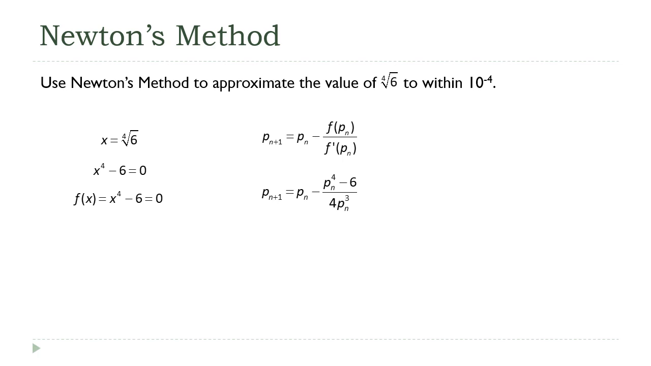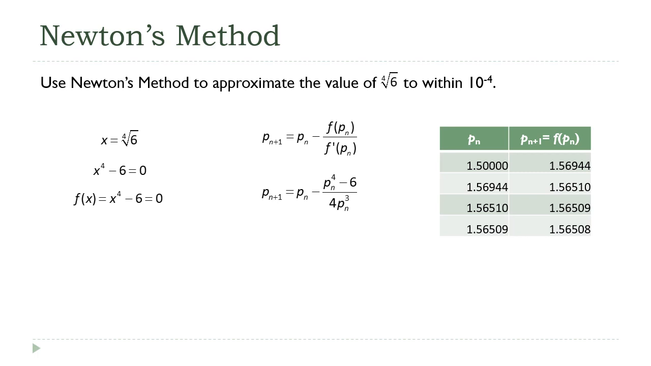So we put 1.5 into the formula and start doing our iteration routine. This is what we end up with. And you can see, as we've seen Newton's method do before, it settles down really quickly. It only took 3 passes through the formula for our answer to stabilize out to 4 decimal places. So I'm going to say that the fourth root of 6 is approximately 1.5650.